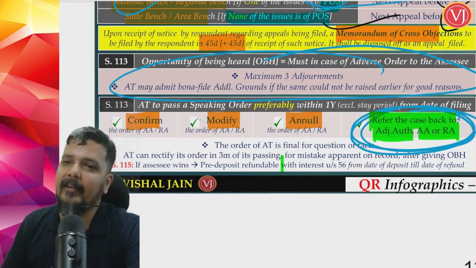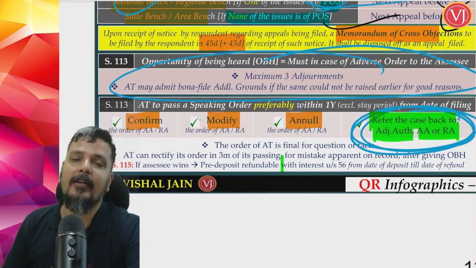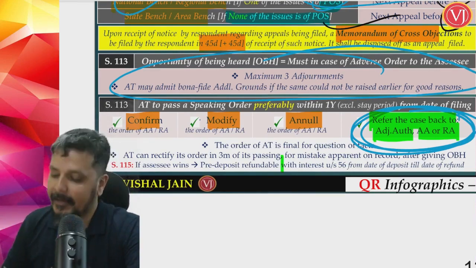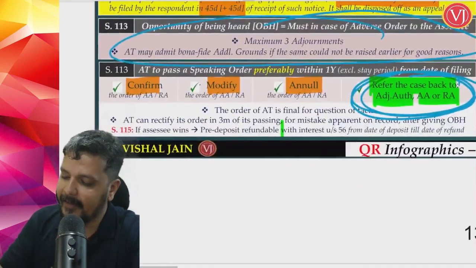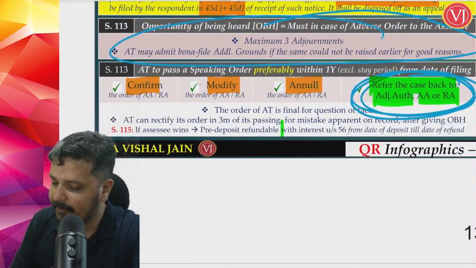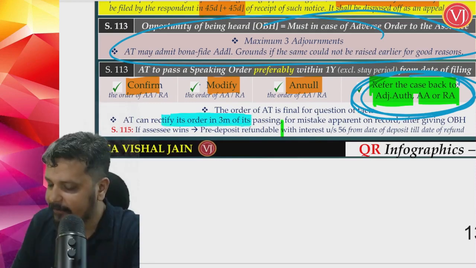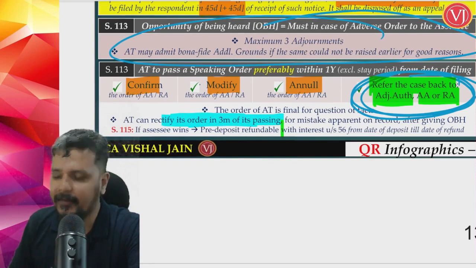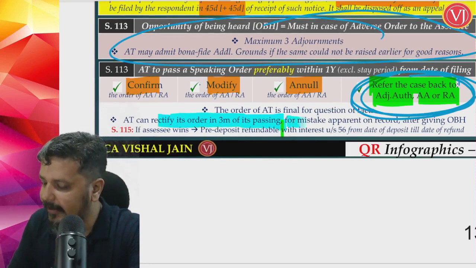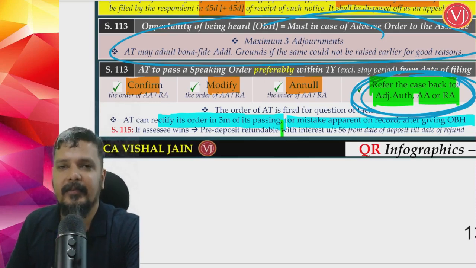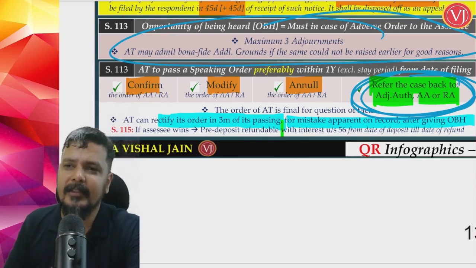Additional difference: there is no concept of rectification of error apparent on records in first appeals. But in second appeals, if there is an error which is very much apparent on the face of it, which means there is a clear-cut calculation mistake, they can rectify it within 3 months.